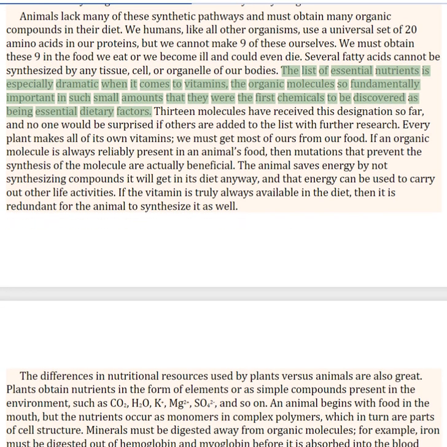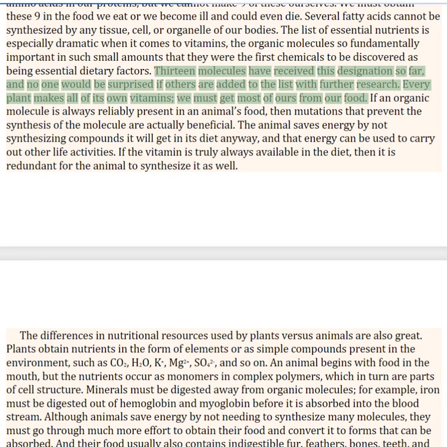The list of essential nutrients is especially dramatic when it comes to vitamins, the organic molecules so fundamentally important in such small amounts that they were the first chemicals to be discovered as being essential dietary factors. 13 molecules have received this designation so far, and no one would be surprised if others are added to the list with further research. Every plant makes all of its own vitamins. We must get most of ours from our food.